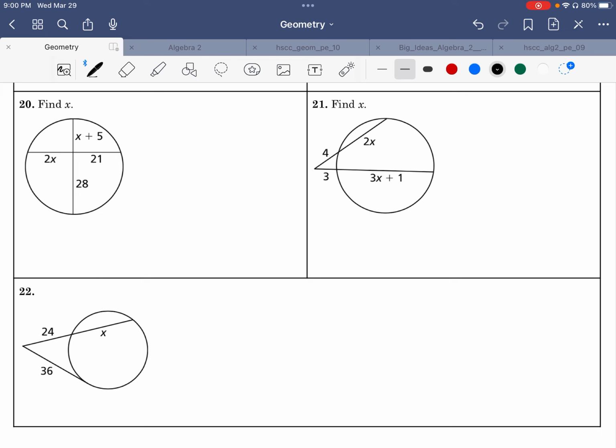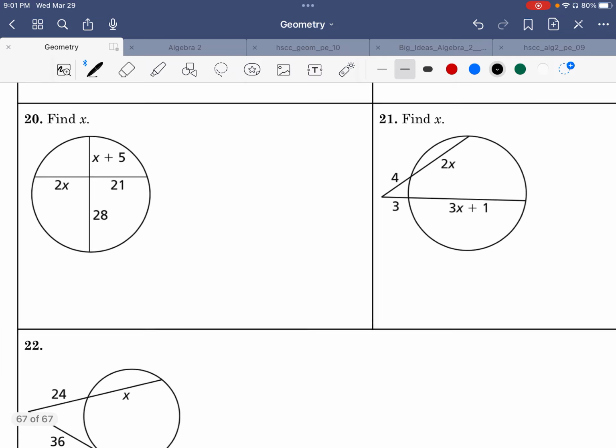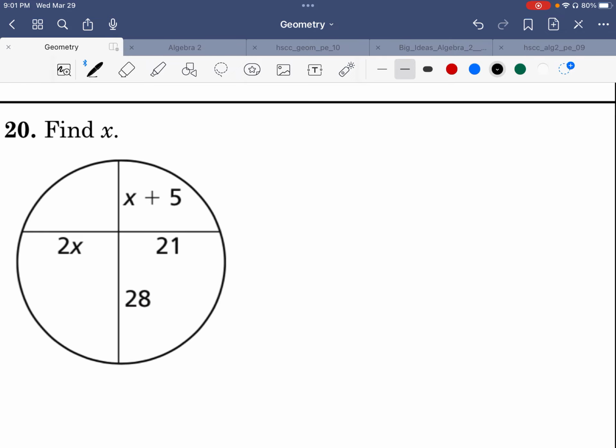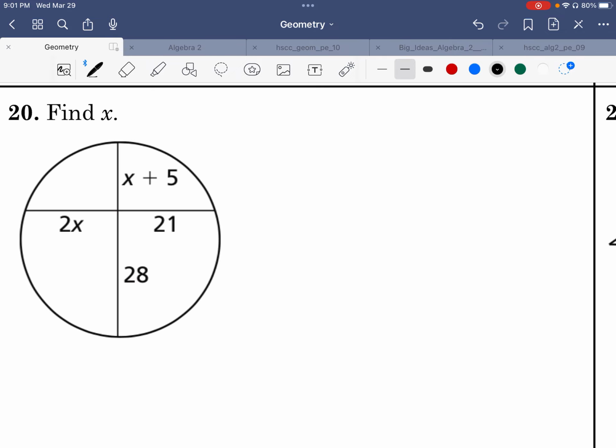Now, you'll notice that these three questions are a little bit different than the last four we did, primarily because this is not talking about angles and arcs. Some of you are like, well, how can you tell it's not talking about angles and arcs? I don't see anything about degrees. There's no degrees on any of these problems. What this means is this is talking about all the segments. So for the first problem, question number 20, we're going to find out what x is. These last three problems, we're focusing heavily on the segments.